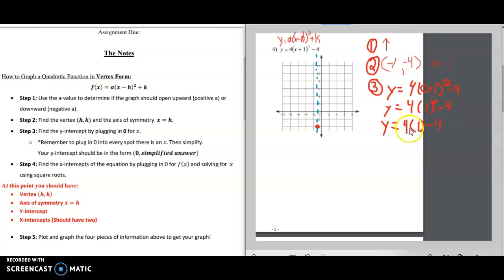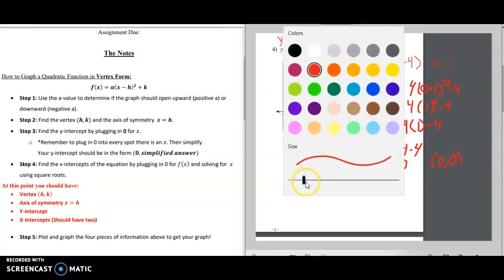1 squared is just like saying 1 times 1, which is 1. After exponents, you go to multiplication or division. I have some multiplication right here. This is 4 times 1, which is 4. And I still have this minus 4. 4 minus 4 is 0. So now that tells me that when I put a 0 in for my x, I get a 0 for my y. So a 0 for my x, I get a 0 for my y.